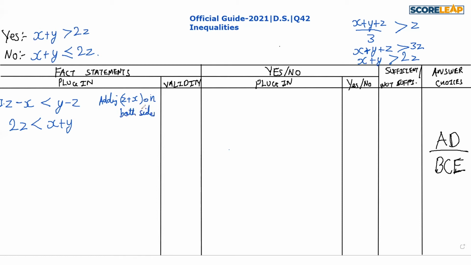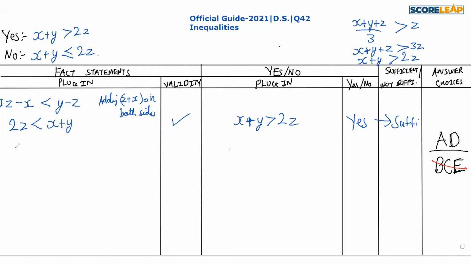We can add z plus x on both sides without changing the inequality sign. On the right, y minus z plus z plus x gives x plus y, and on the left we get 2z minus x plus x, where the x cancels. So we directly got 2z less than x plus y. Validity done: x plus y is greater than 2z, which means that the average is greater than z. So I got a yes directly, and it is sufficient to answer my problem. Whenever statement 1 is sufficient, simply cross BCE.